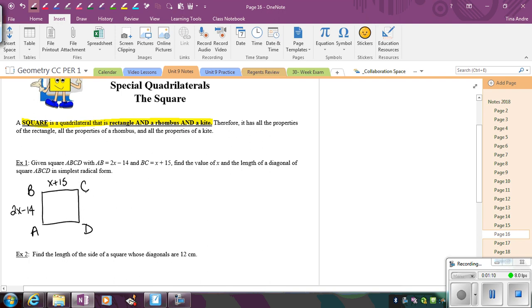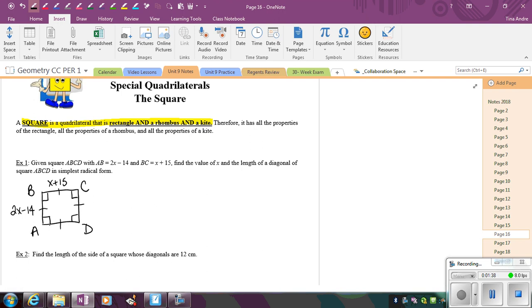So first of all, since this is a square, we know that all four sides have to be equal. So all four sides are congruent. Also, because a square is a rectangle, it's going to have four right angles. So that's the most basic idea of a square. The most basic definition of a square is it's a quadrilateral with four congruent sides and four congruent angles. So it's kind of combining the properties of a rhombus and a rectangle.